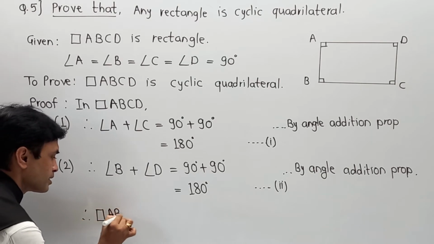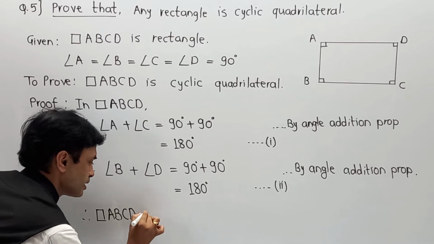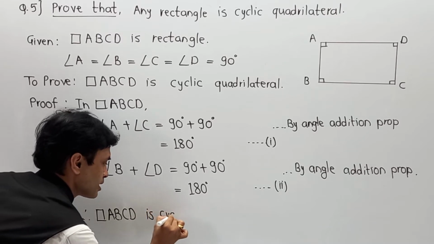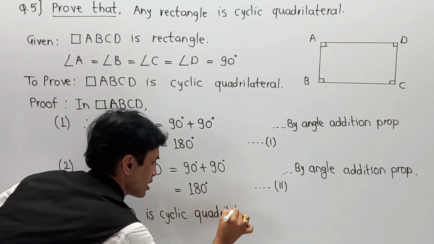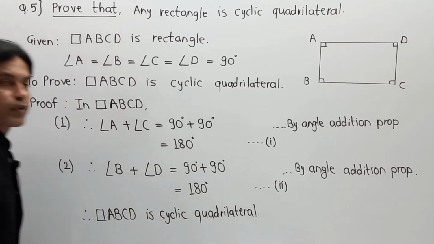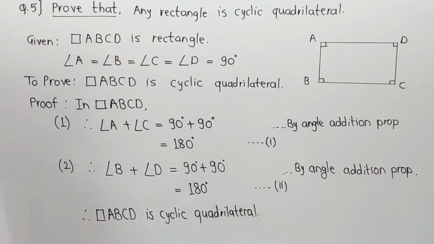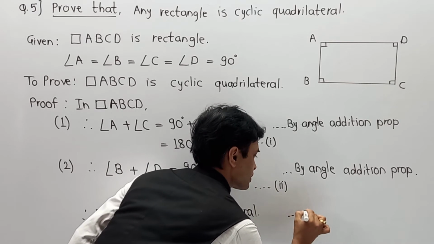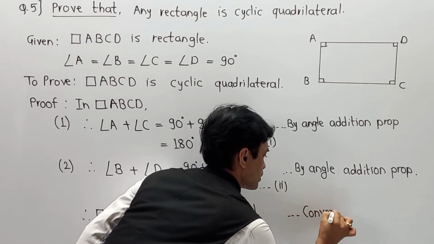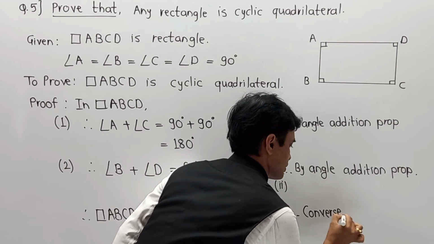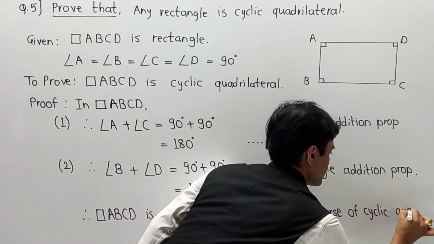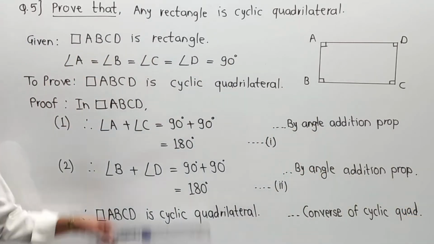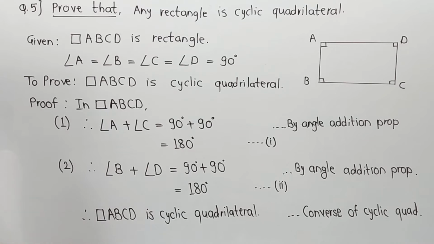Therefore ABCD, which is a rectangle, is a cyclic quadrilateral. For this part you can say it is the converse of the cyclic quadrilateral property. In this way, in a systematic manner, you can complete this numerical. This numerical is comparatively small, but the concept is most important.